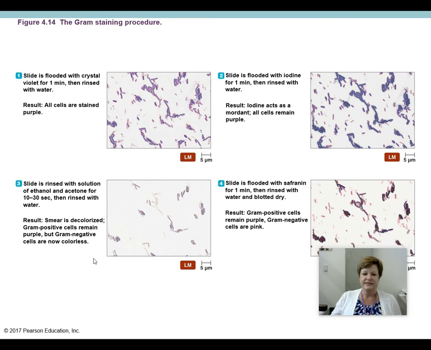And what that does is, at that point, only the gram-positive cells are still able to hold on to that crystal violet. Then you counter stain with safranin so that anything that didn't get stained with the crystal violet picks up a pink stain. And so at least you can see it, but you know it's not gram positive. So at the end of the gram stain, purple cells would be the gram positive ones and pink ones would be gram negative.